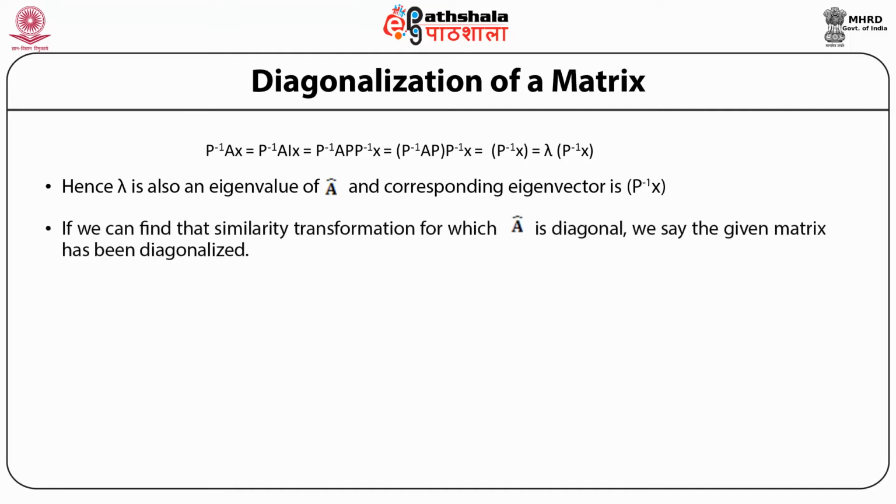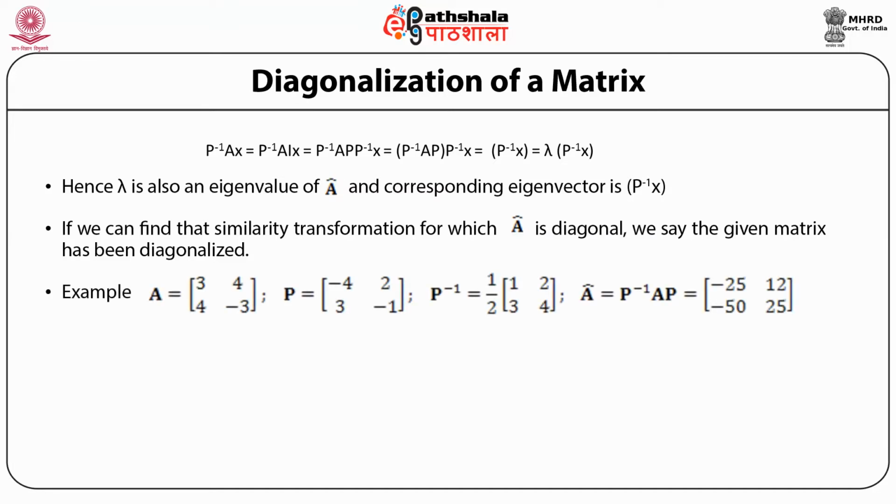If we can find a similarity transformation for which matrix A hat is diagonal, we say the given matrix has been diagonalized. This can be understood with the help of an example. Consider matrix A to be a 2 cross 2 matrix with the first row being 3, 4 and the second row being 4 and minus 3. The matrix P is another 2 cross 2 matrix with the first row being minus 4 and 2 and the second row being 3 and minus 1.